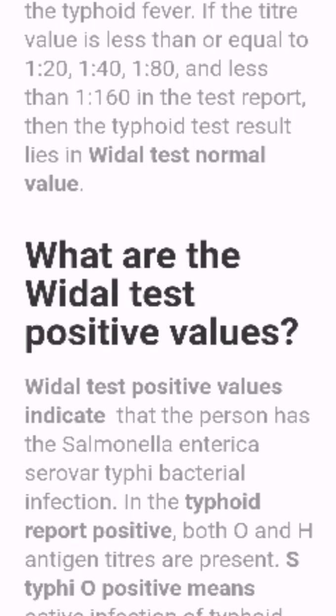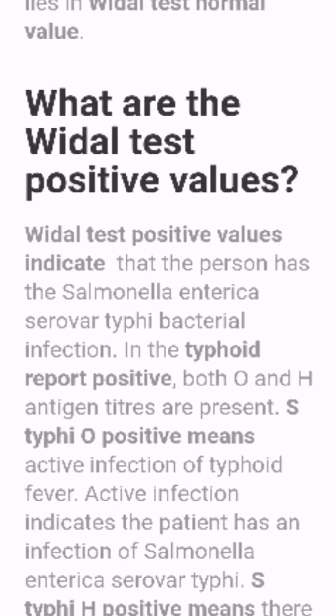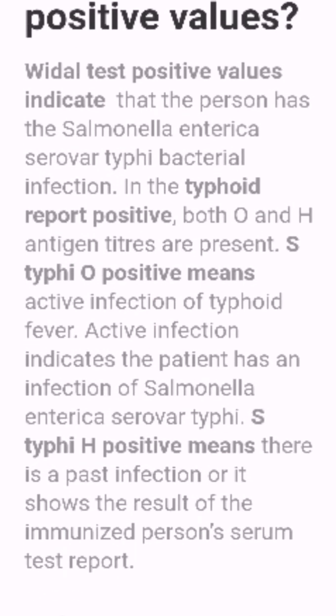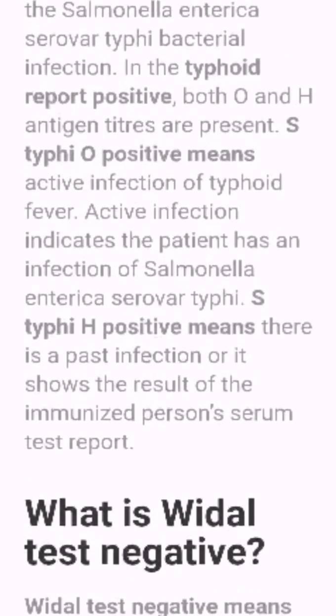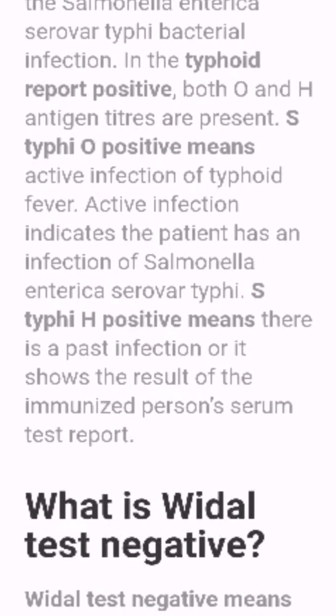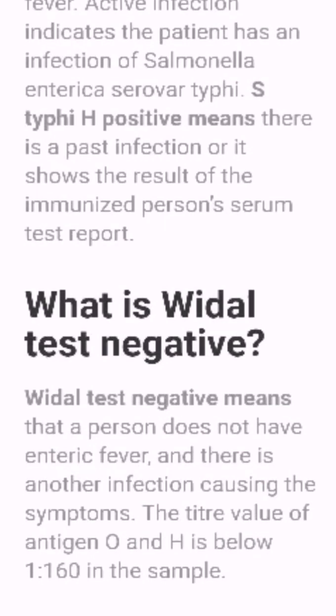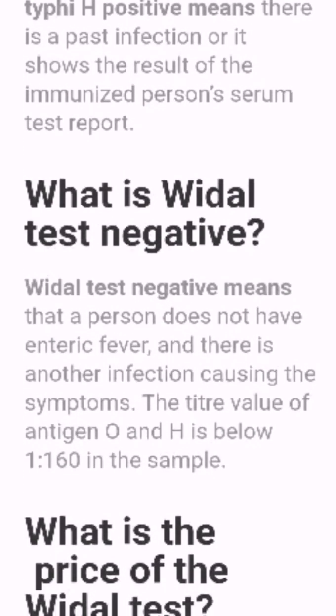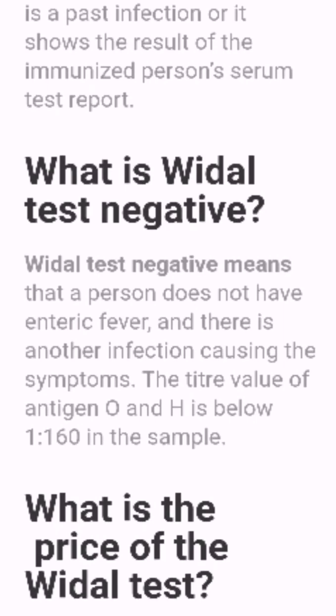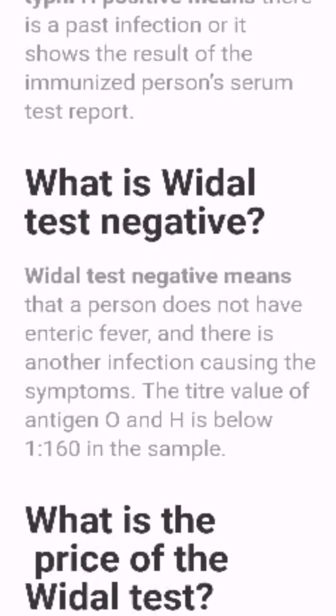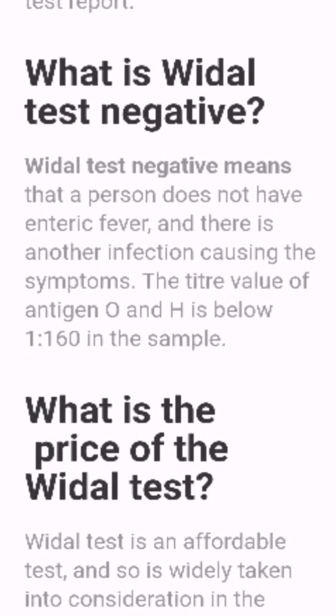What are the Widal test positive values? Widal test positive values indicate that the person has a Salmonella enterica serovar typhi bacteria infection. In a positive typhoid report, both the O and H antigen titers are present. Typhi O positive means active infection of typhoid fever, meaning the patient has an infection of Salmonella enterica serovar typhi bacteria. Typhi H positive means there is a past infection, or it shows the result of an immunized person's serum test report.